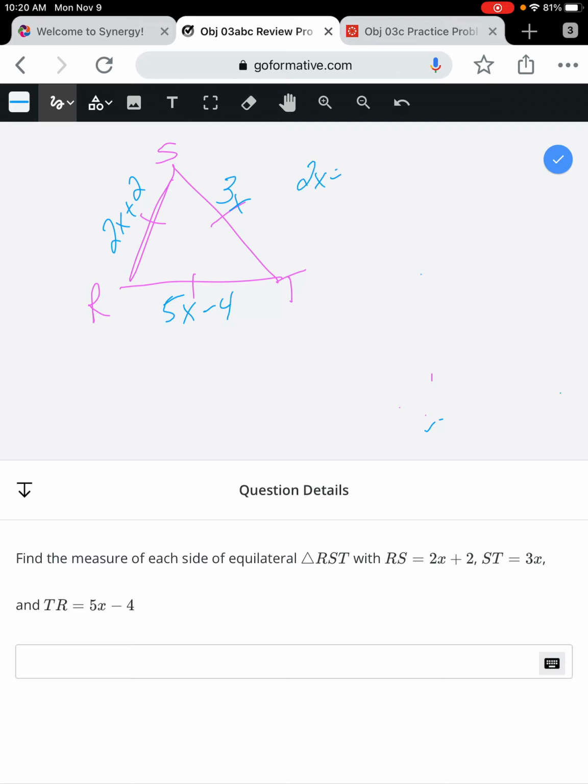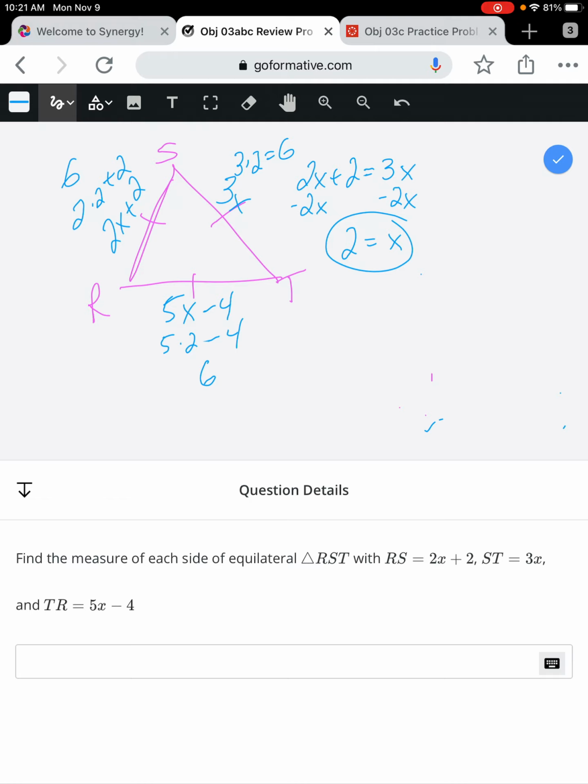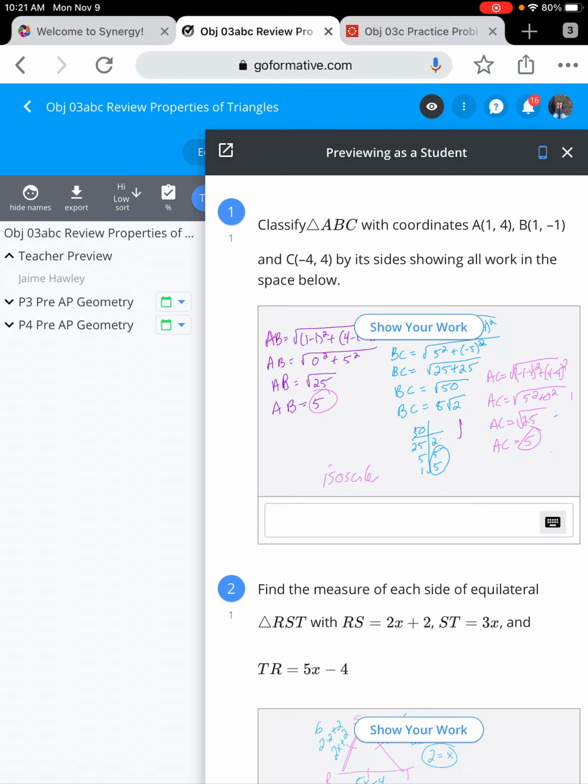So I'm going to just say 2x plus 2 is equal to 3x, because any pair of sides is going to be the same for an equilateral triangle. Subtract 2x, x is equal to 2. Once we know that, well, 5 times 2 minus 4, that's going to be 10 minus 4 is 6. 3 times 2 is 6, and 2 times 2 is 4, plus 2 is also going to be 6. So RS is 6, ST is 6, and RT is going to be 6.